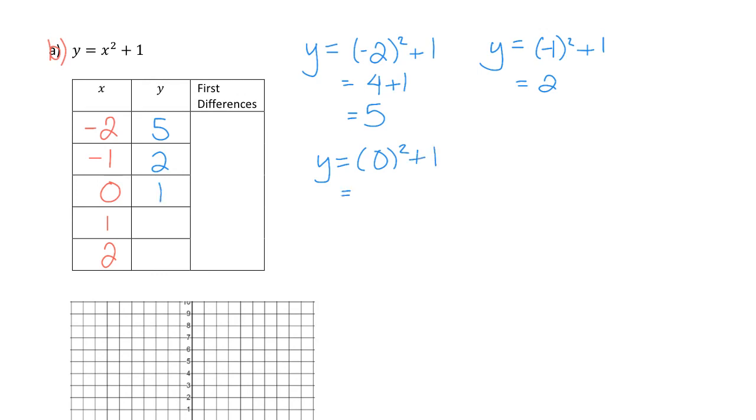Then I plug in 1. So 1 squared plus 1, which is 2. And then I plug in 2. So I have 2 squared plus 1. So that's 4 plus 1, which is 5.